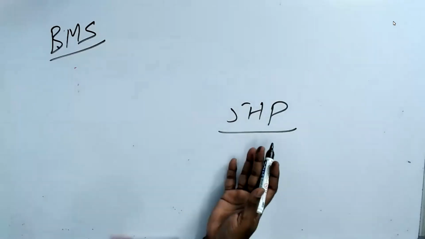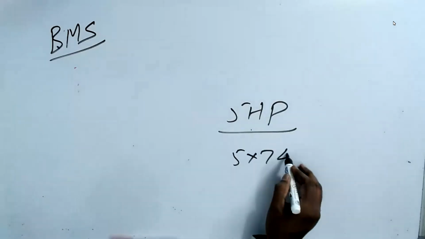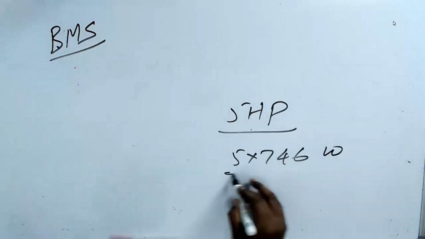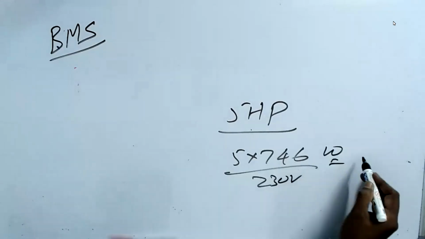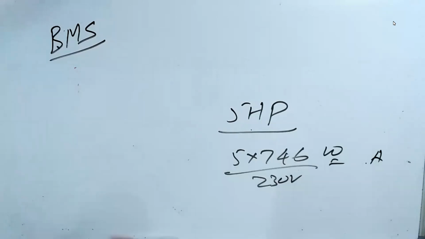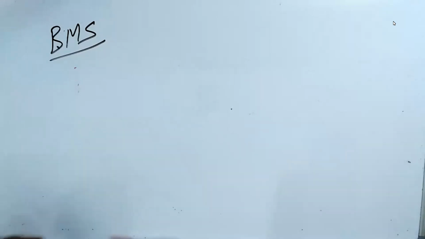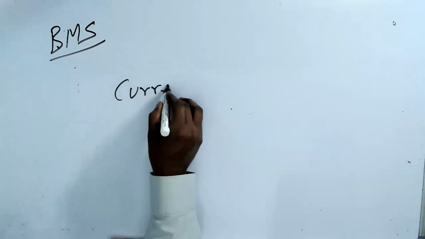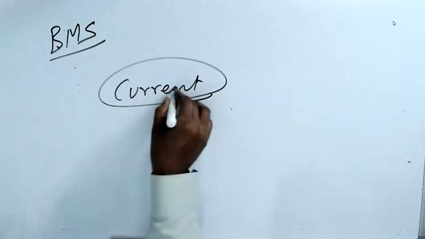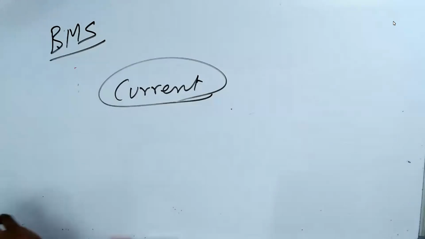That means 5 into 746 is the watts, divided by 230 volts gives you the current. That is the maximum current. That is the rating. Everything has to be converted to current.